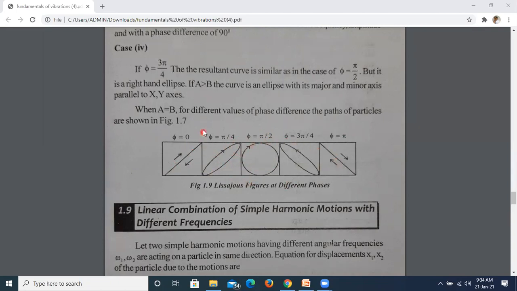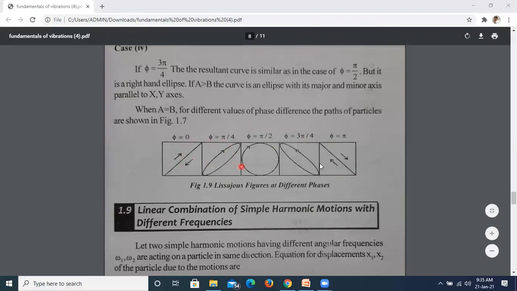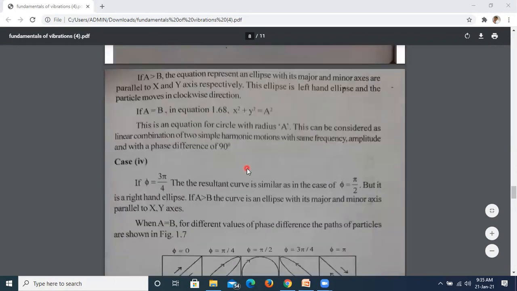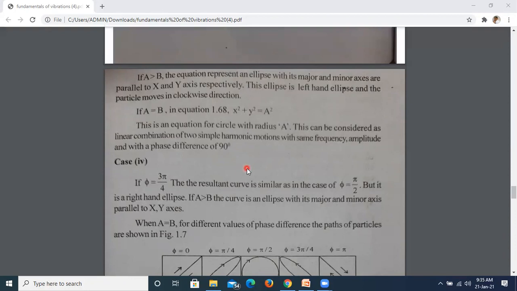Okay, if you take different frequency simple harmonic motions acting in perpendicular directions, then you will get these figures. Those curves are called Lissajous figures. In this present class, what we discussed is first the principle of superposition of two waves or superposition of two simple harmonic motions.